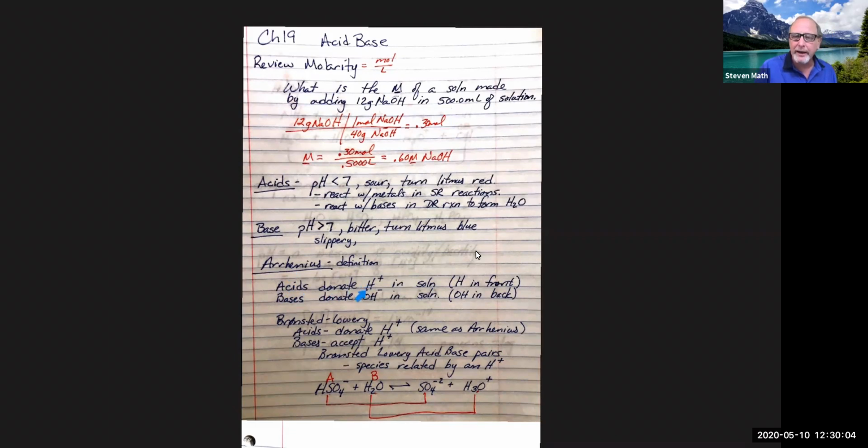It's going to donate an H+. It means that it's going to have an H in the front of the formula. That the very first thing in this formula you're going to see is an H. This is going to be something along the lines of HCl, H2SO4, HNO3.